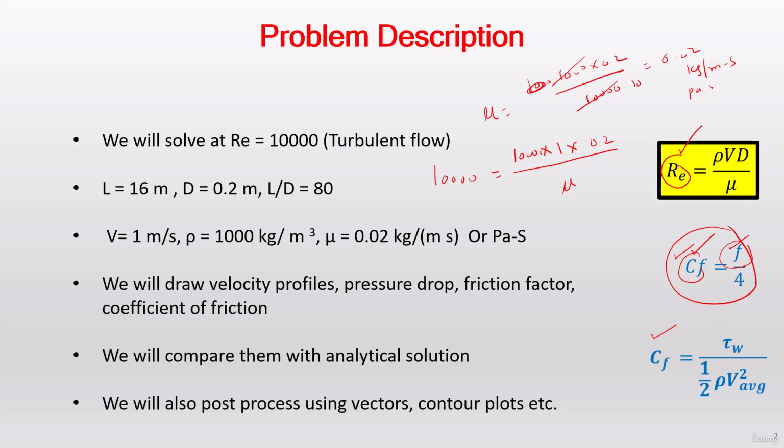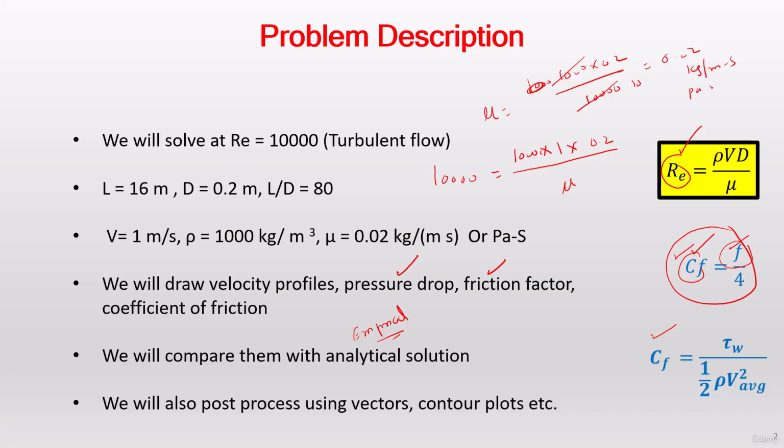We will draw the same velocity profiles, pressure drop, friction factor, and coefficient of friction, but this time they will be entirely different as the physics is now different. We will compare them not with the analytical solution but with the empirical. So what is empirical? Empirical is data from experiments that is correlated, and we fit curves on those data points and get the equations. From those equations, when I put in any value for the given Reynolds number, I can get the value of those parameters. And definitely we will post-process the results as well.